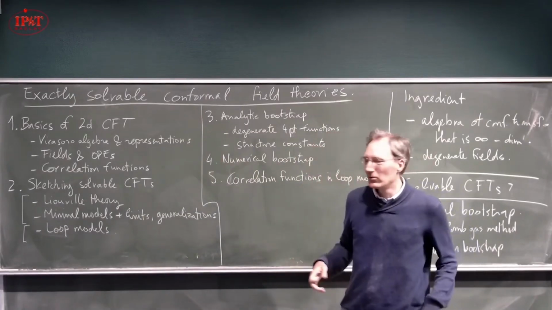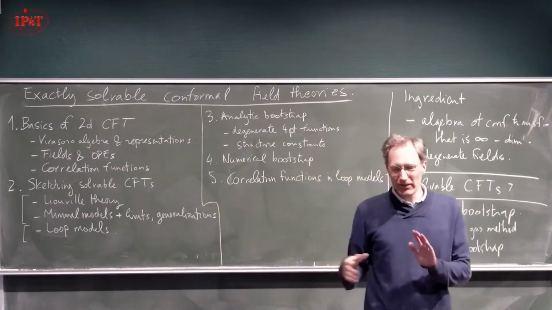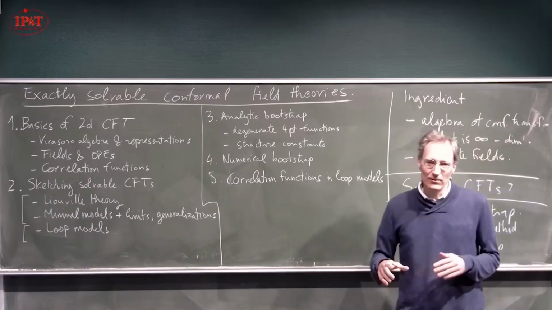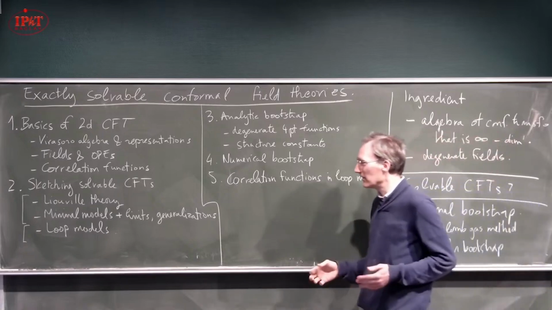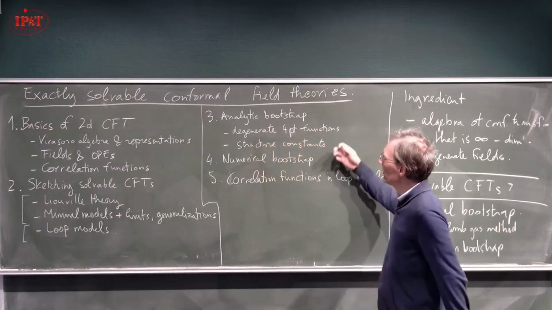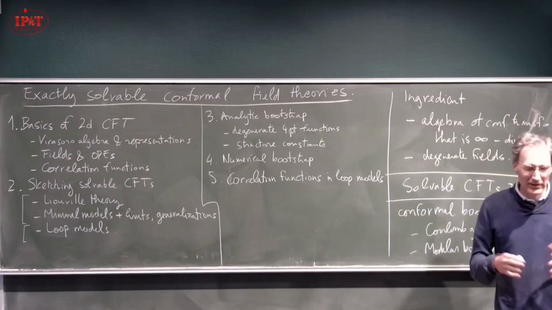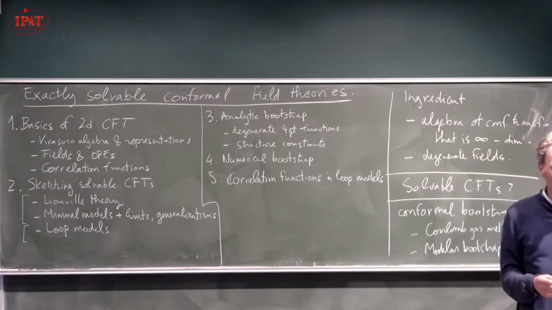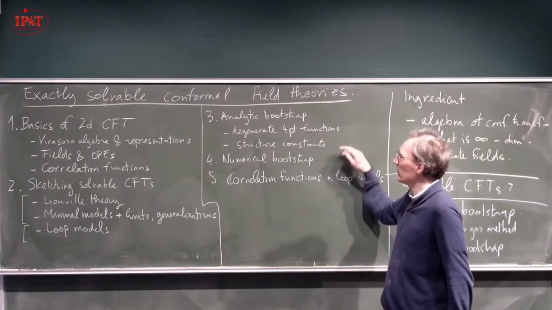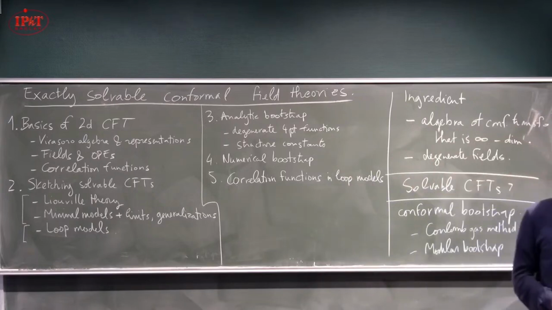And then I'll come to sketching the solvable CFTs, in the sense not of solving them yet, but at least of arguing why they should exist, which properties they should have, what their spectrums are in particular. And after that, we come to the analytic bootstrap, which is finding exact relations for the structure constants of these theories. And that's done by studying degenerate 4-point functions, which obey the Belavin-Polyakov-Zamolodchikov differential equations.